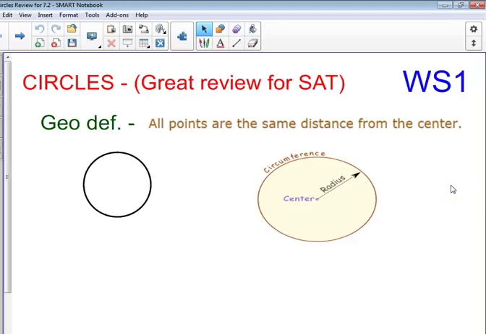This is review. You did circles, possibly in Algebra 1, definitely in Geometry, probably definitely in Algebra 2. So, quick review. New packet, circles. Got it?